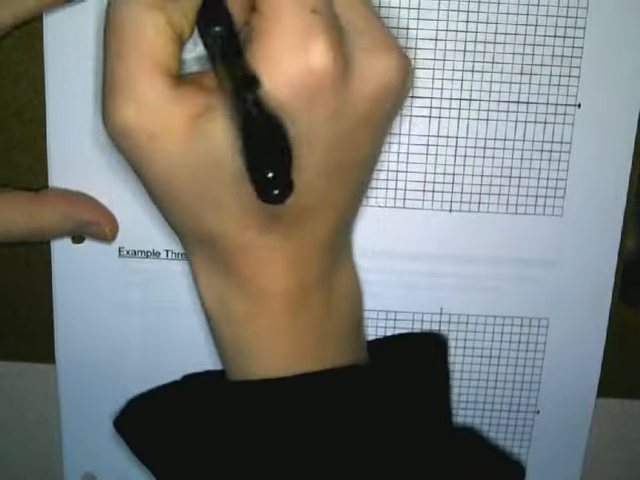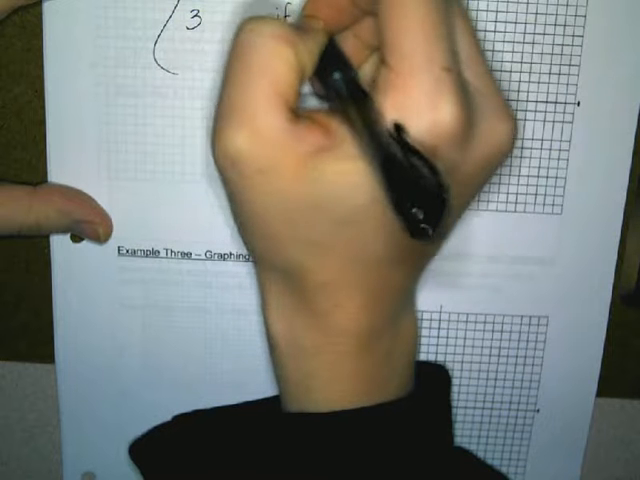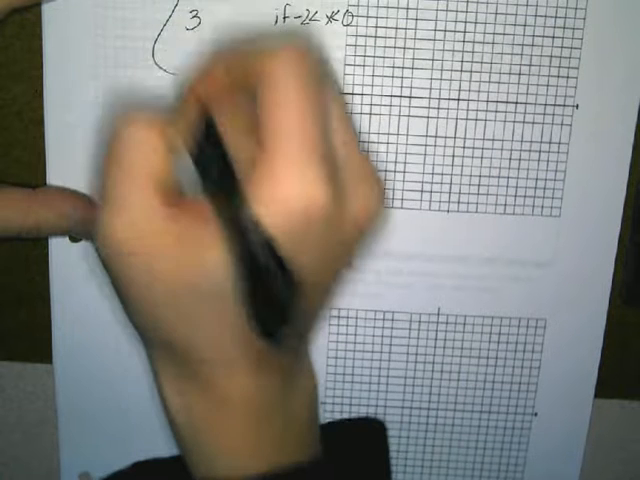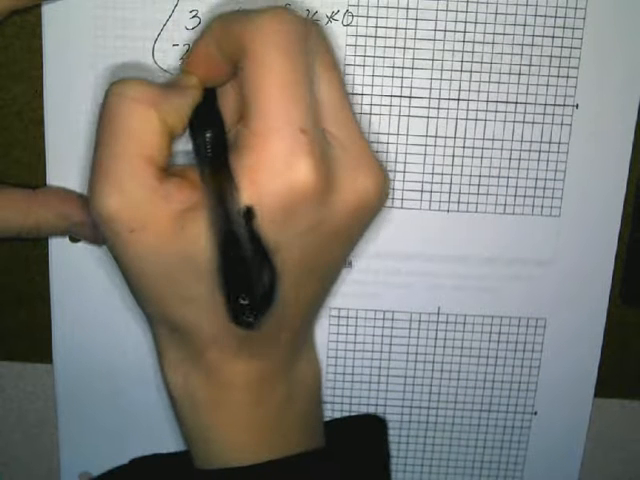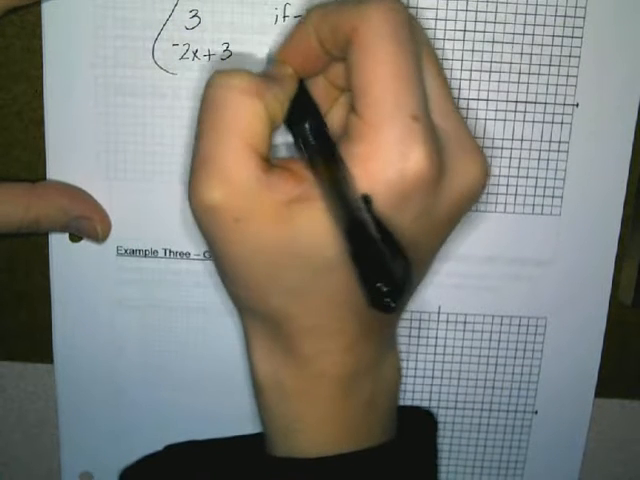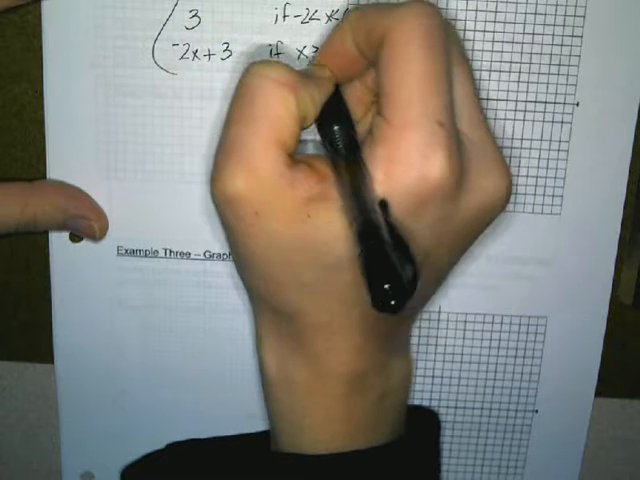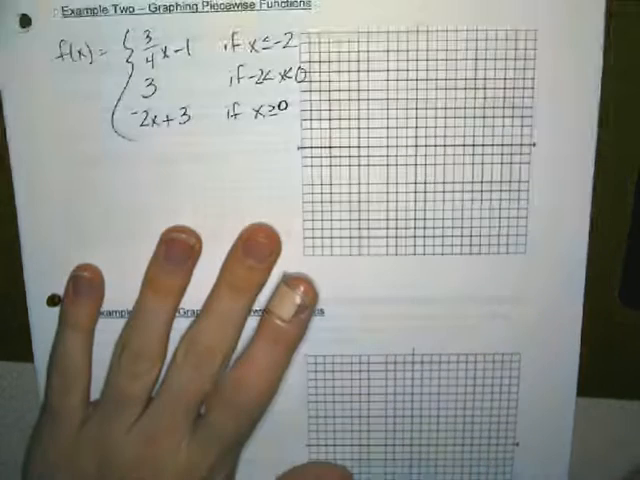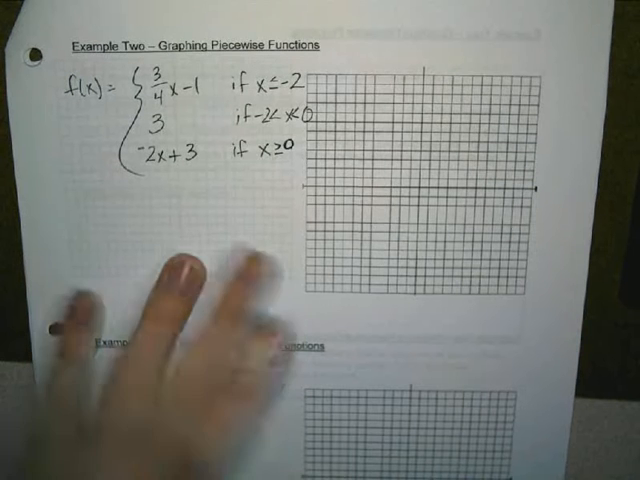f(x) equals 3/4 x minus 1, if x is less than or equal to negative 2; 3, if x is between negative 2 and 0; and negative 2x plus 3, if x is greater than or equal to 0. Okay, so this is the function that we're going to be graphing.